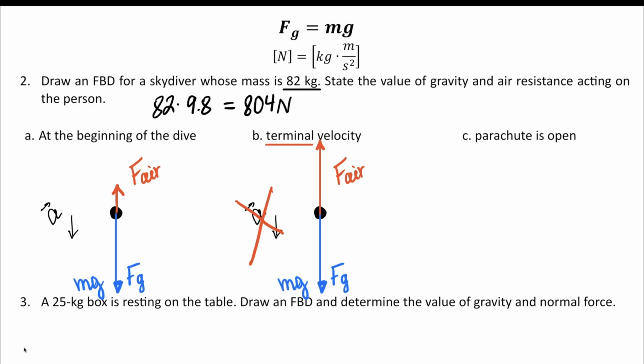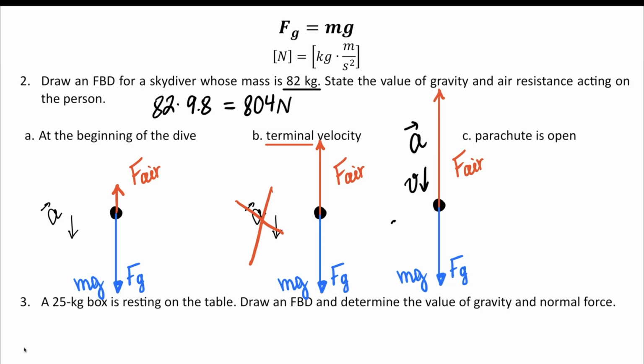And remember, terminal is not because if you hit the ground you'll die. It's terminal because it cannot get any higher than that. That is as fast as the given object, which is a human body, can be falling at. You can look it up. It depends on the size. Parachute is open, increasing the force of air resistance. And because of that, now that force of air resistance is greater than gravity, acceleration is now upward. And remember, if you're falling down and acceleration is up, that means you're slowing down.